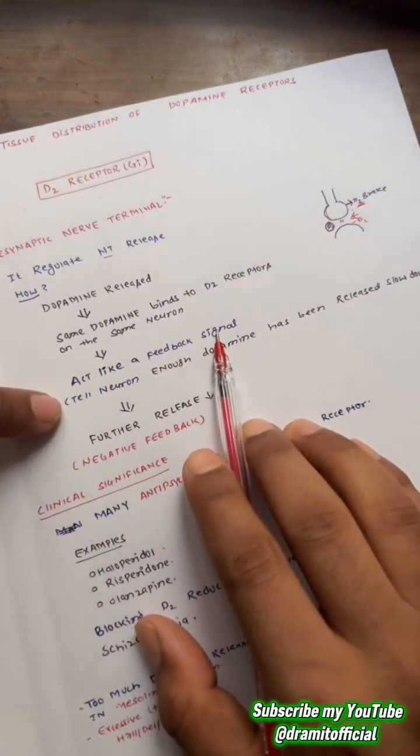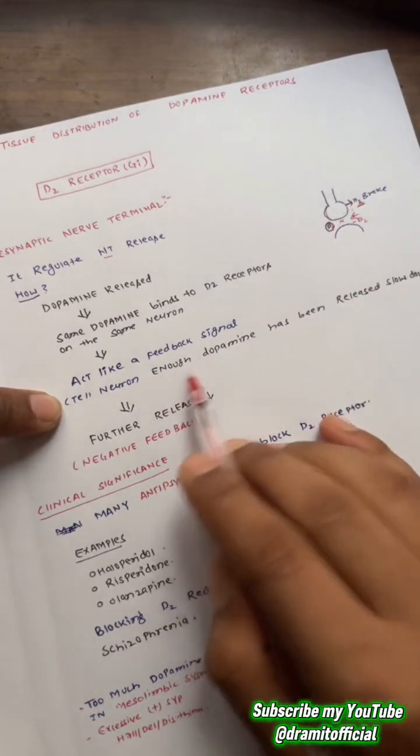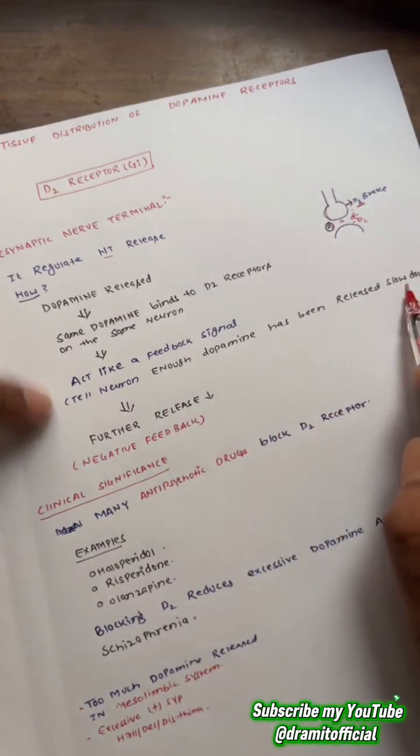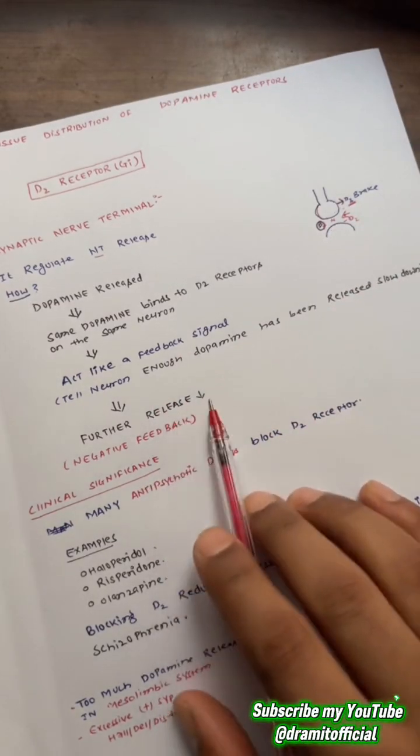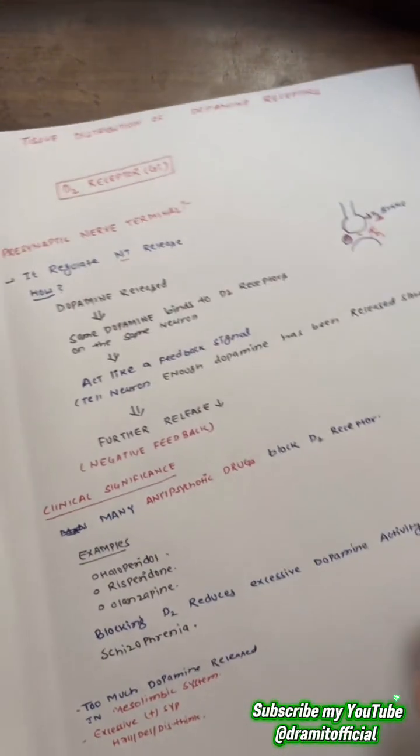What feedback signal? Now this dopamine will tell the neuron that enough dopamine has been released, please slow down, do not release further, and this is a negative feedback. Okay, so this is how it works in the presynaptic nerve terminal.